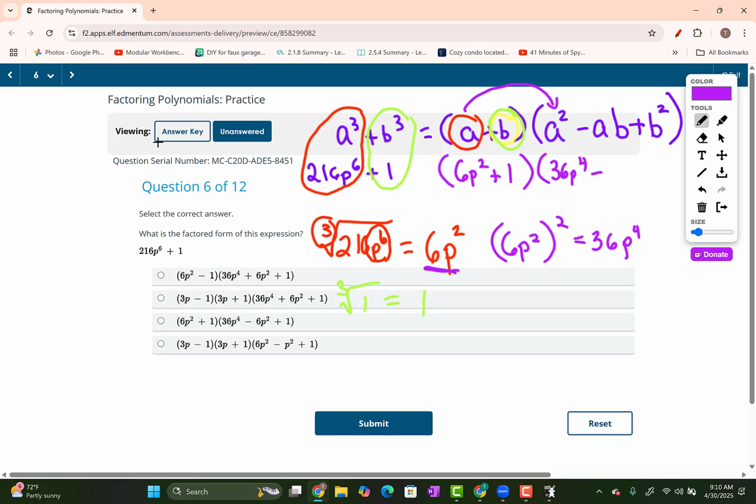Minus, now we need to figure out what is a times b. Well, a was 6p squared, and b was 1. Well, 6p squared times 1 is just 6p squared. Plus b squared, well, b squared was 1, so 1 squared is 1. So we have our answer.